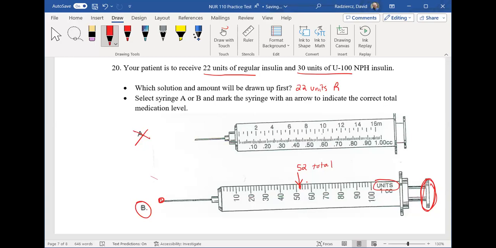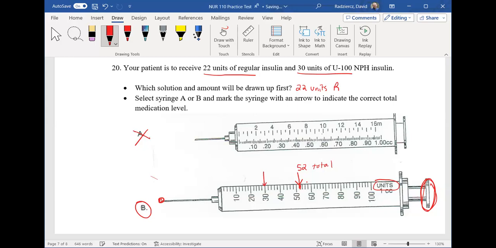Okay. So here's what we're going to do. If it asks you to indicate where the first or the regular insulin will be, what they're basically asking is where that would be if the syringe was filled first with regular and then pushed by the NPH. Given that, most students will try and put a mark at 22. That is not where you want to put your mark. You want to take 52 and subtract 22 from that, and that happens to be 30.